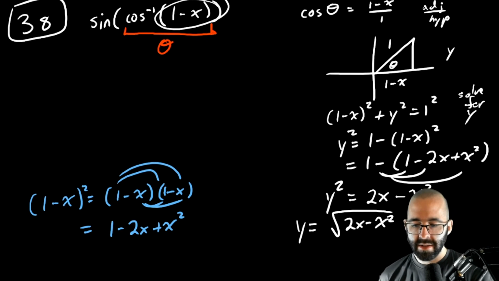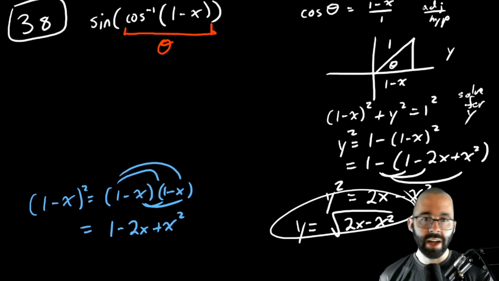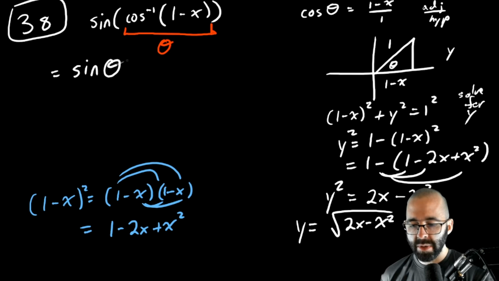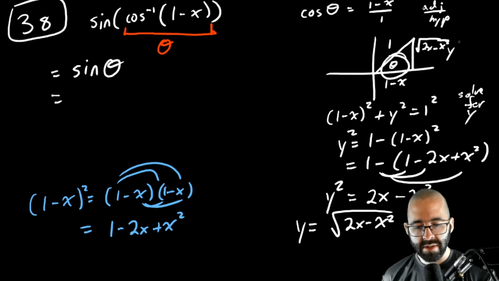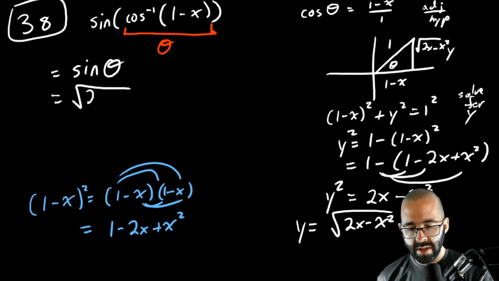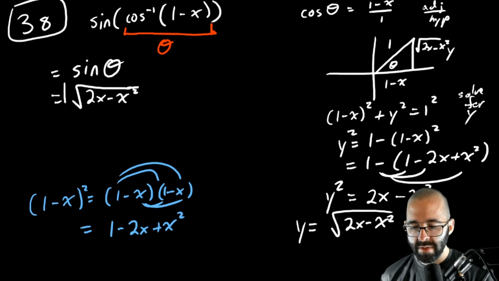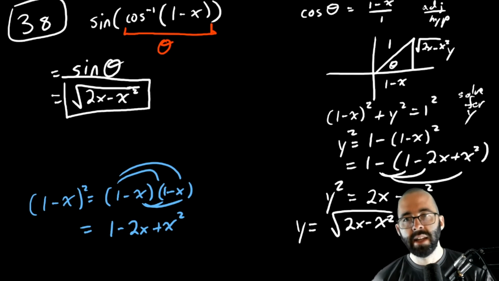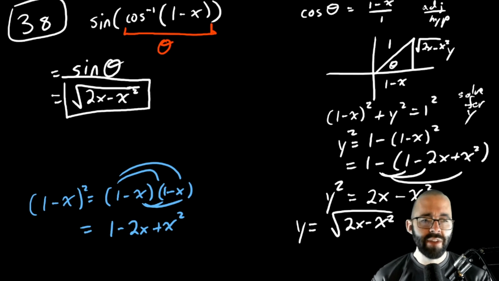We don't know what x is, but whatever x is, that'll tell us what y has to be. Again, this is just going to equal the sine of that angle, which is why we needed y, because the sine of that angle was 2x minus x squared in a square root. Sine of that angle is opposite over hypotenuse. That's just going to be the square root of 2x minus x squared divided by 1. We don't have to write the divided by 1. That's our answer here.